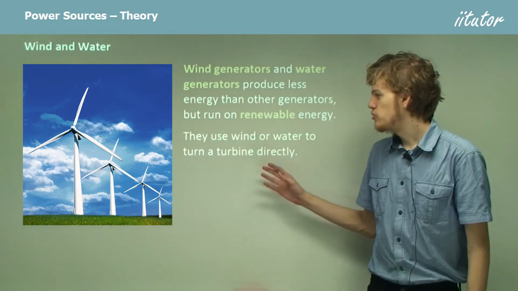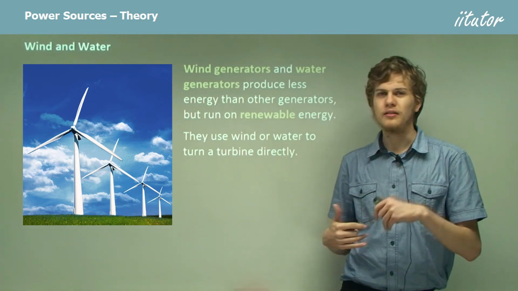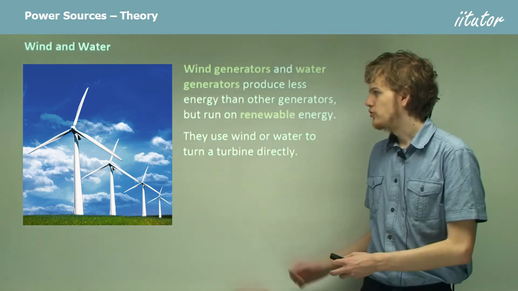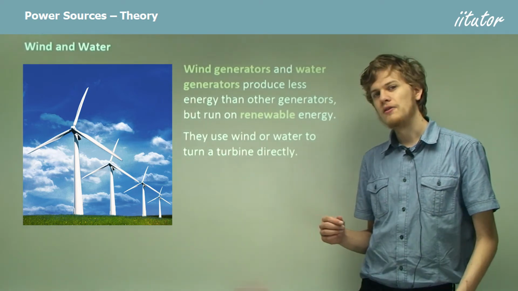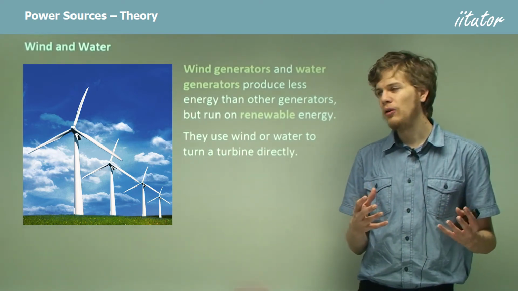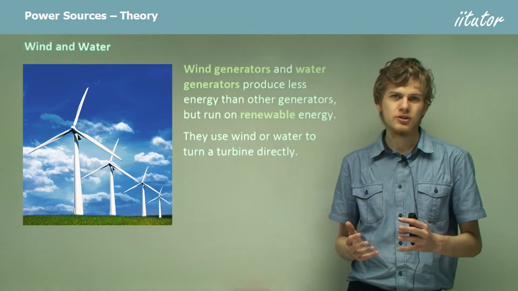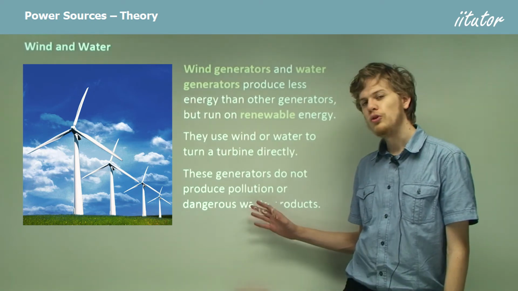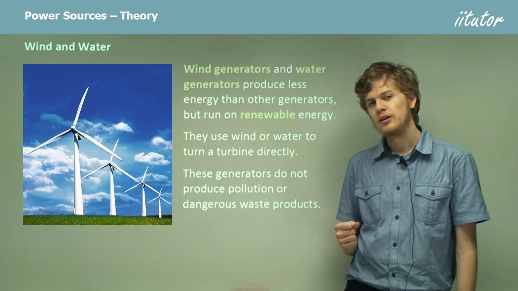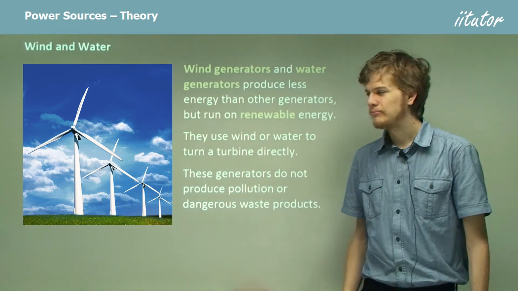So these generators use wind or water to turn a turbine instead of producing steam that will then turn the turbine. So these wind generators that we can see in this photograph over here have long turbines like a windmill, and when these are turned, they spin a magnet which will produce electricity. So the generators do not produce pollution, and they do not produce any dangerous waste products like coal and uranium do. And of course, they also won't run out.